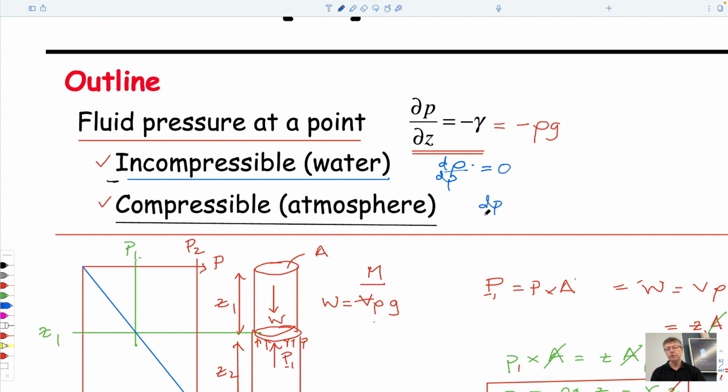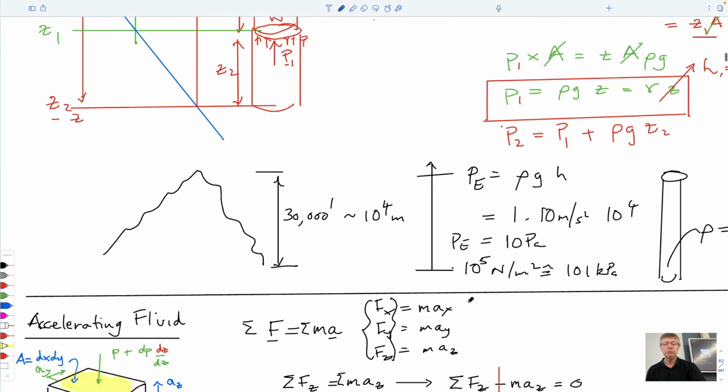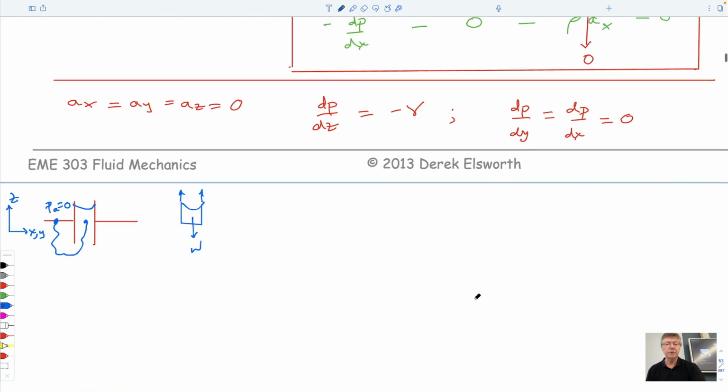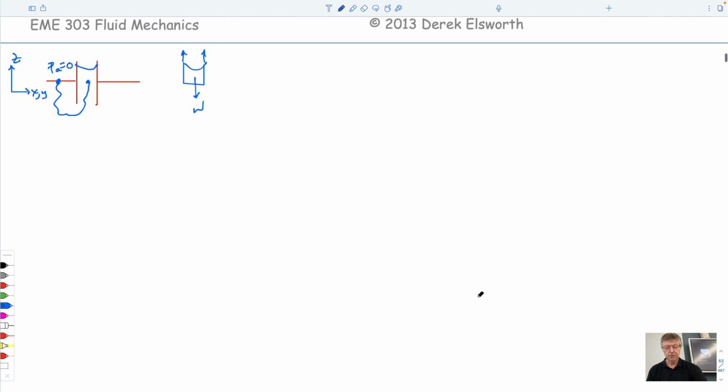And a compressible fluid is where the change in density with pressure is not equal to 0. In fact, pressure is equal to rho RT. Right? That's what we've used for gas. And so that's what we're going to do. And we've done the heavy lifting already, so it should be pretty straightforward to do that.